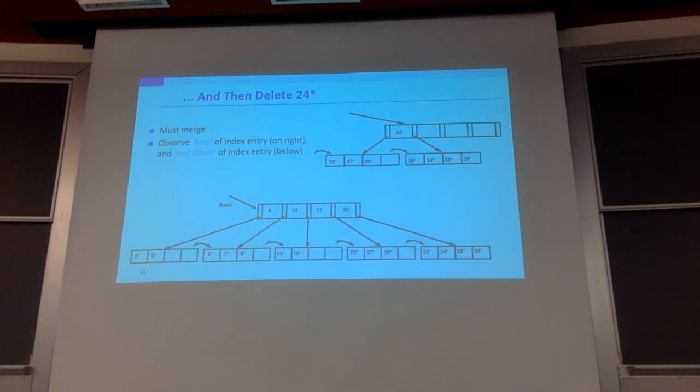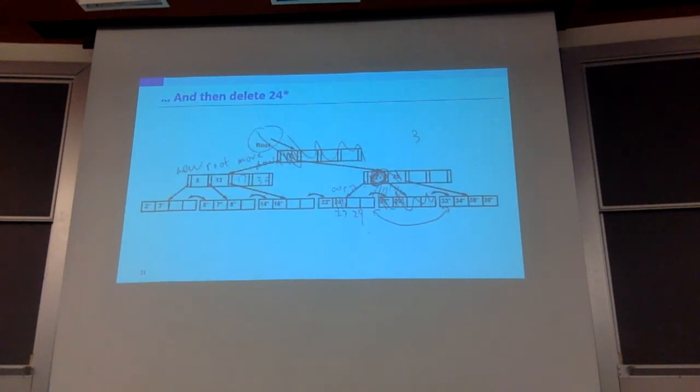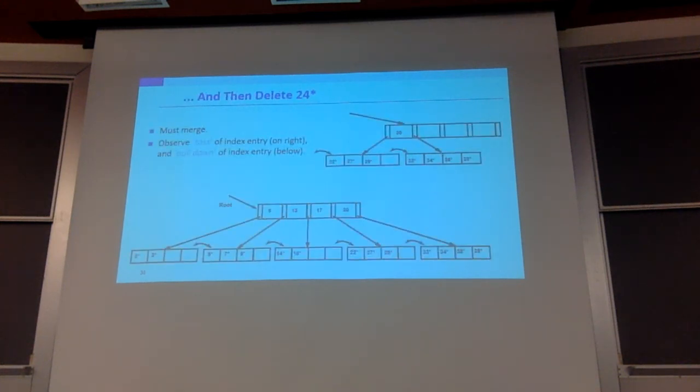Okay? And still, you need to be careful about the process here. So basically, when you merge two leaf pages, you're going to copy out the smallest key on the right. While if you merge two index pages or non-leaf pages, you're going to need to move down the index entry in the parent. Okay, it's the same analogy to the insertion part, right?